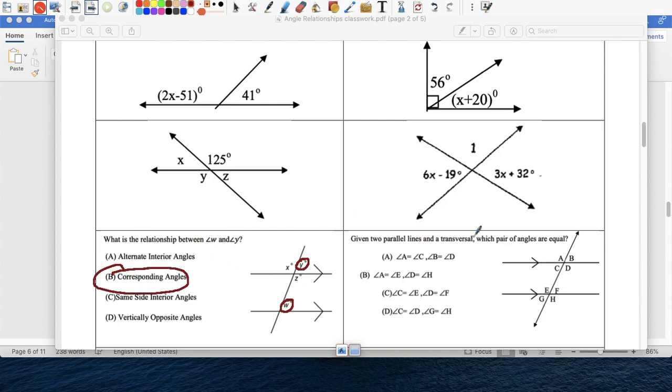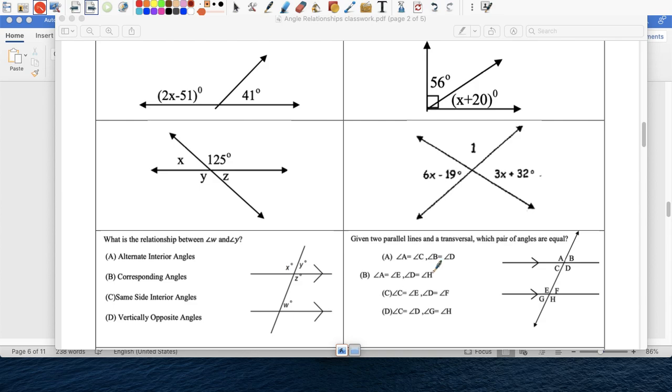Given two parallel lines and a transversal, which pairs of angles are equal? Well, let's look at each one by one. Letter A. Angle 1 and C. They're saying that A and C are exactly the same measurements. No, they're not. So I can cross out A. B. Angle A and angle E are the same. Well, angle A is here, angle E is here. They're equal to each other because they're corresponding. So that's check. And they're also saying that angle D and angle H are also the same. Well, angle D is here, angle H is here. They're corresponding, so they're equal to each other. So B is the correct answer.